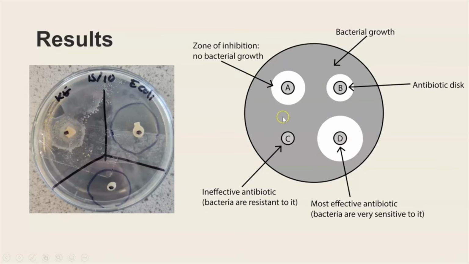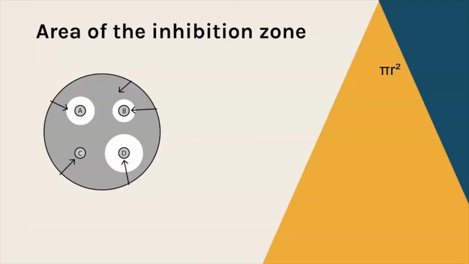So we're going to use these results instead because although it's just a diagram, it's useful to be able to practice the skill of the area of a circle and coming to a conclusion. So let's work out then the area of the inhibition zones.